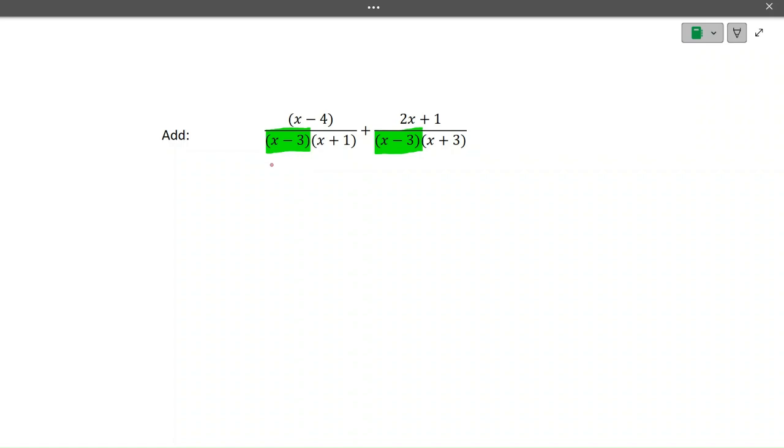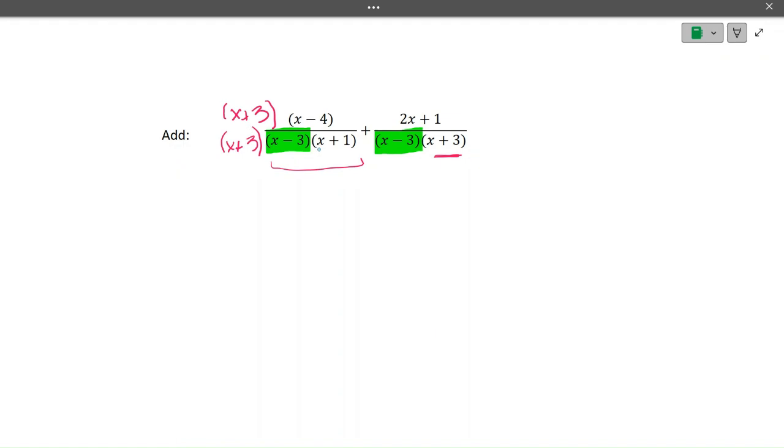So what I notice in the first denominator, that's this one, is I'm missing the x plus 3 that I see here. So I'm going to go ahead and multiply this denominator by x plus 3. And in math, what we do to the denominator, we do to the numerator. Okay, remember, I'm working toward getting common denominators, okay?